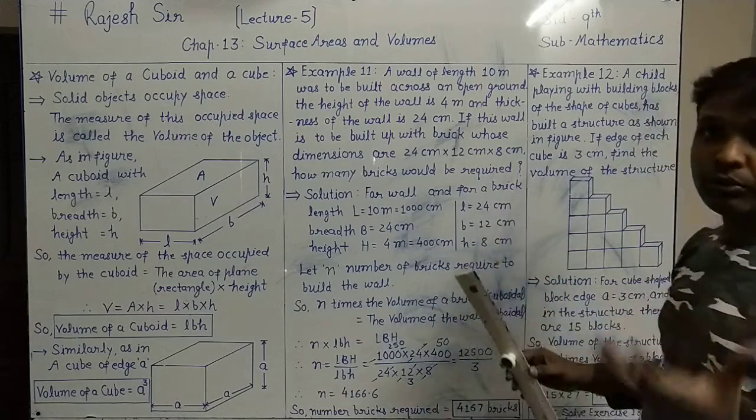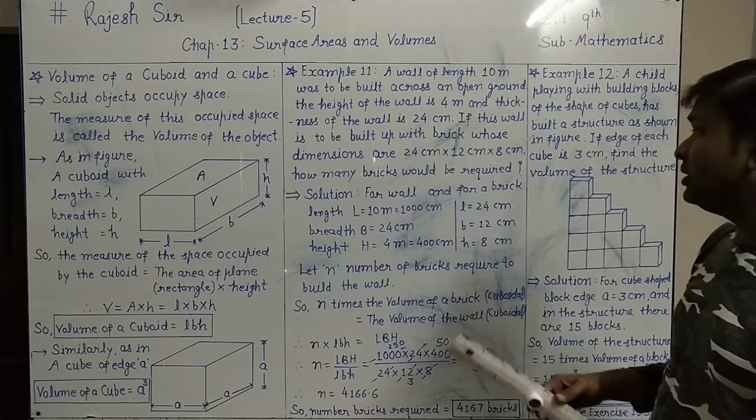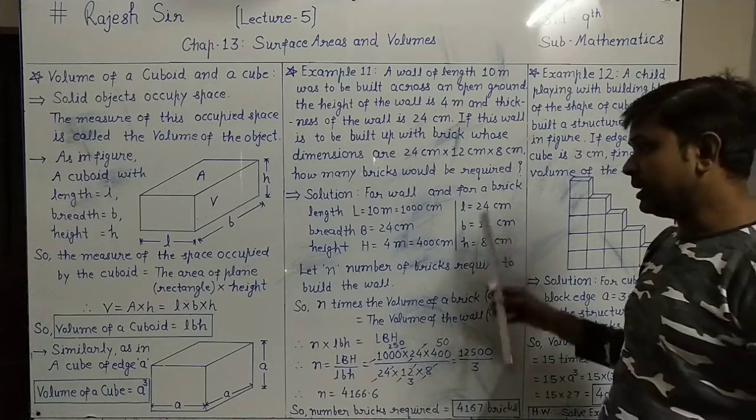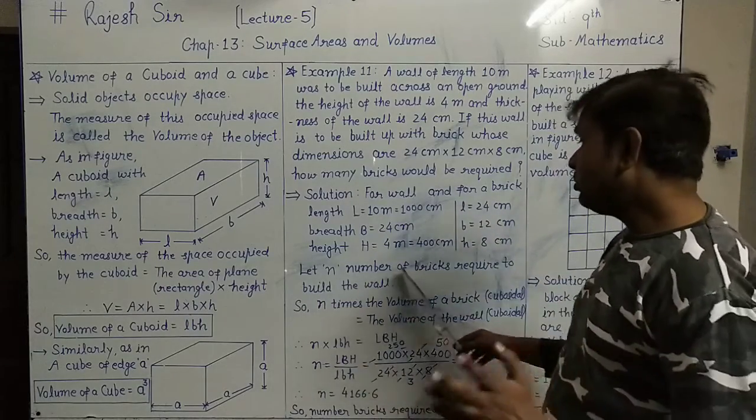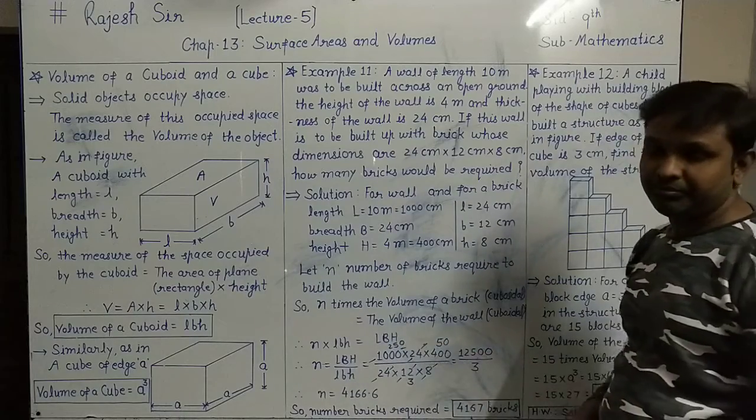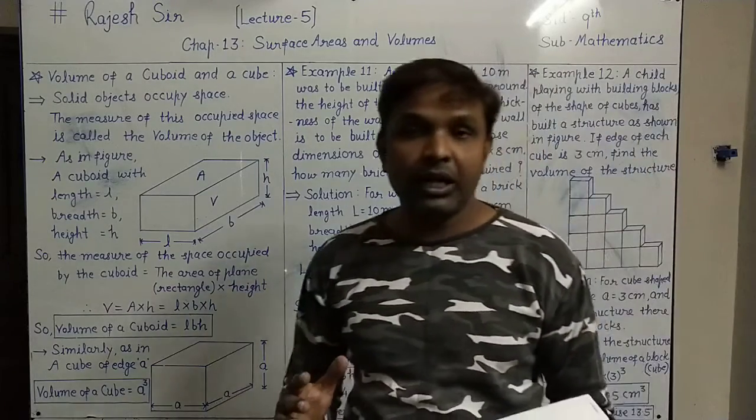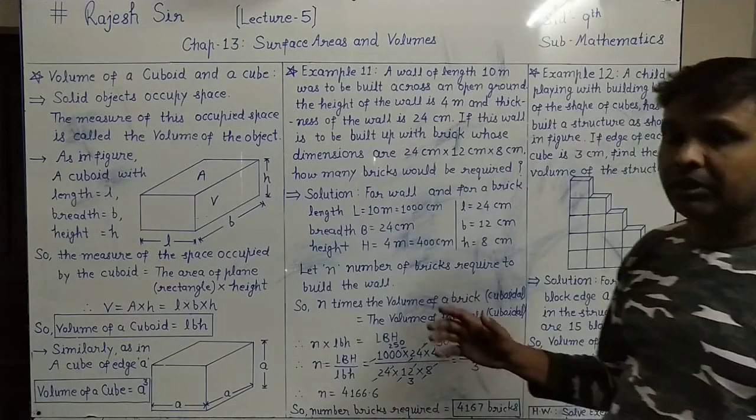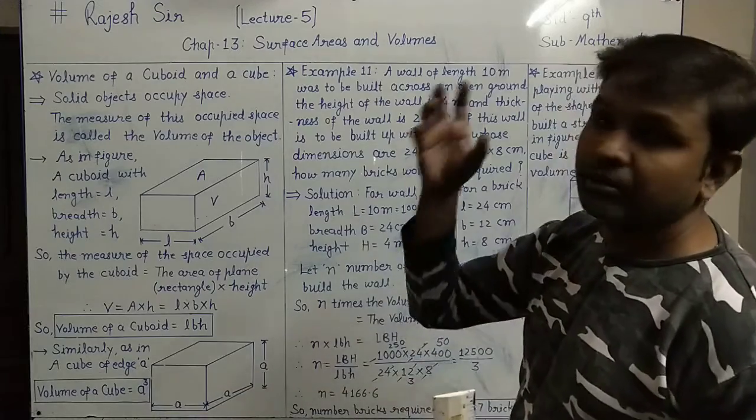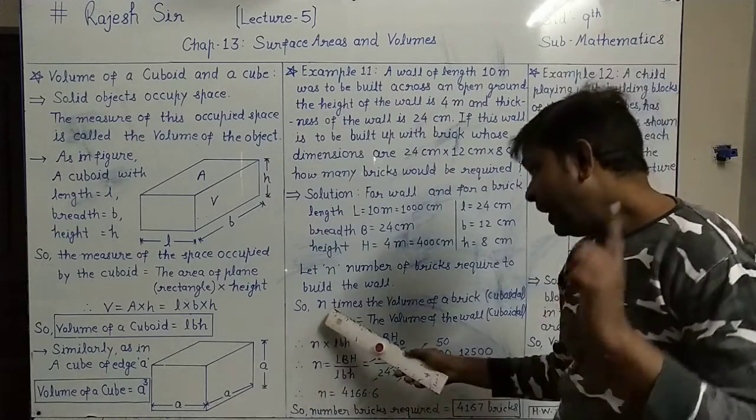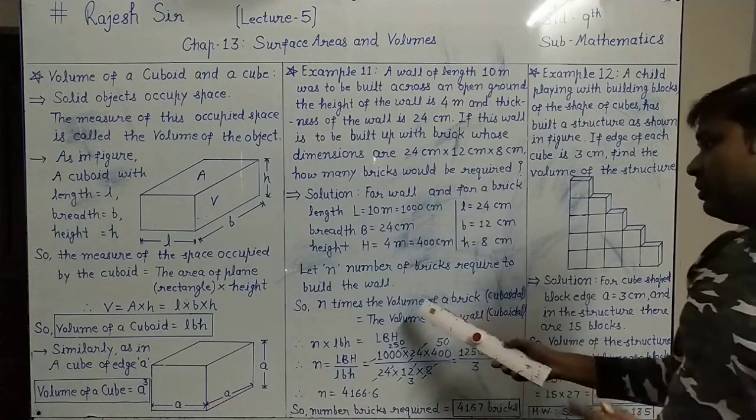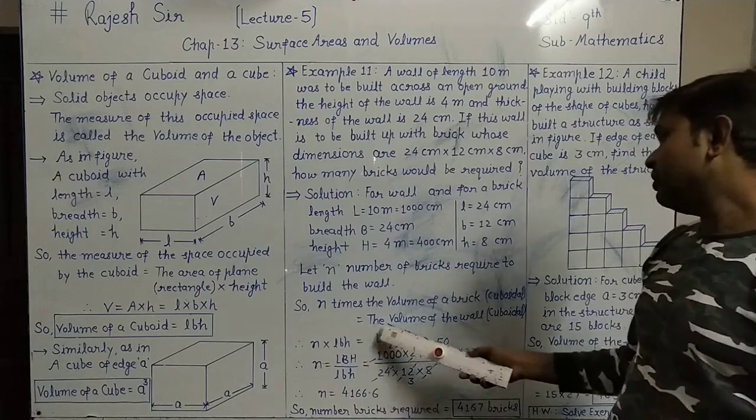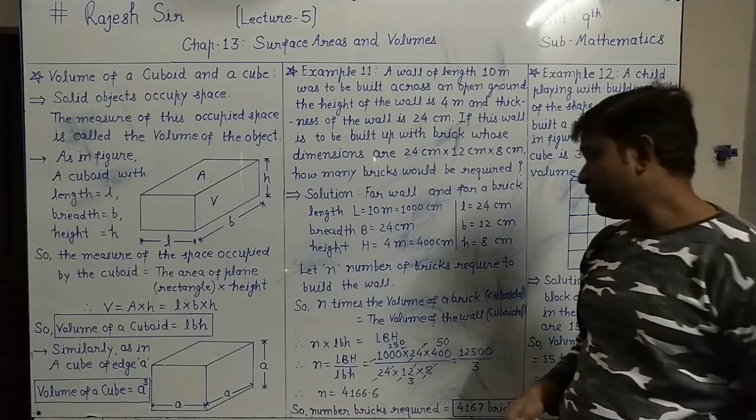And a brick which is used to build the wall has dimensions 24, 12 and 8 centimeter, length, breadth and height. Now let n be the number of bricks required to build the wall. Let n bricks be building this wall. So you can understand, if the number of bricks is n and they are building a wall, then n times the volume of a brick, which is cuboidal in shape, is equal to the volume of the wall.